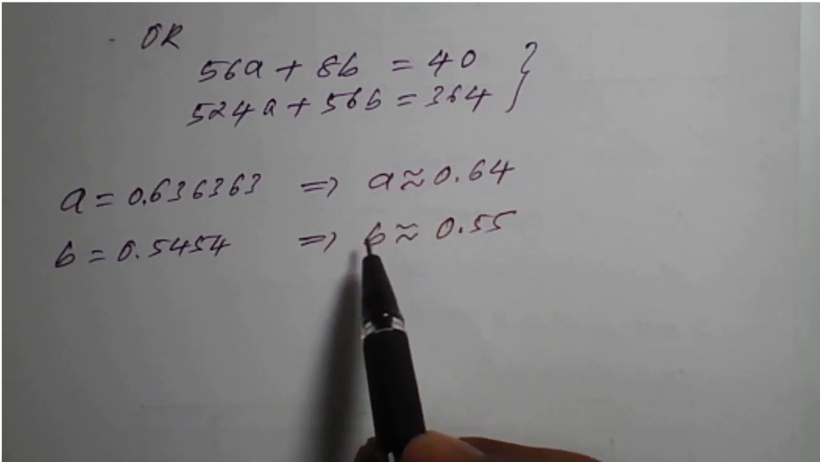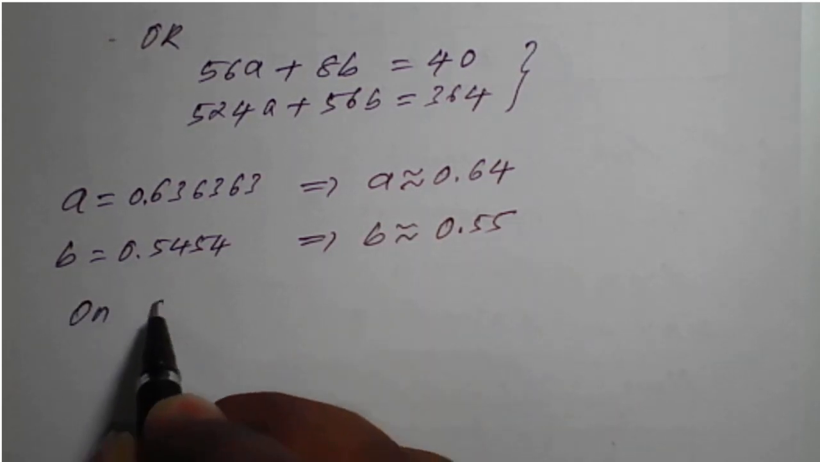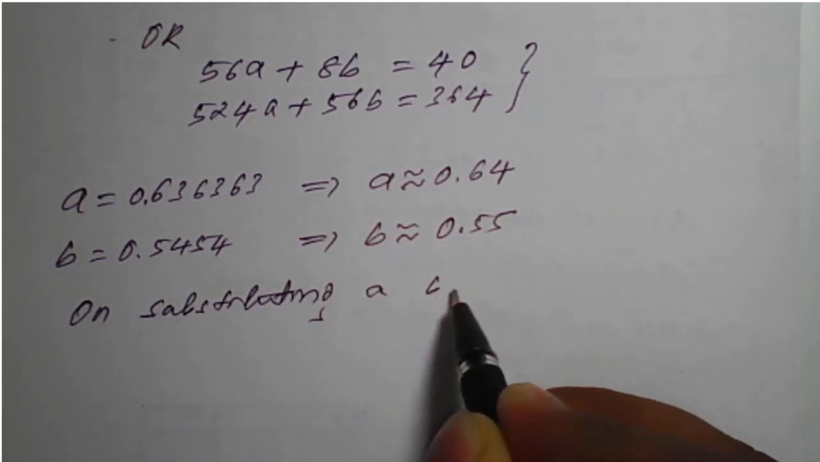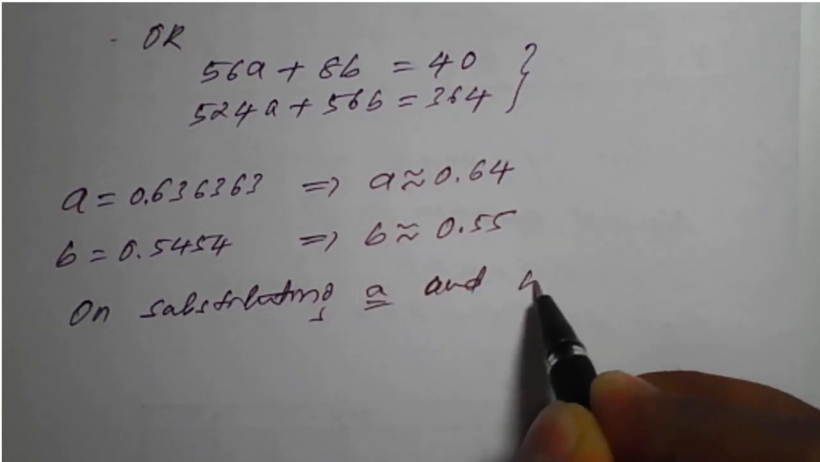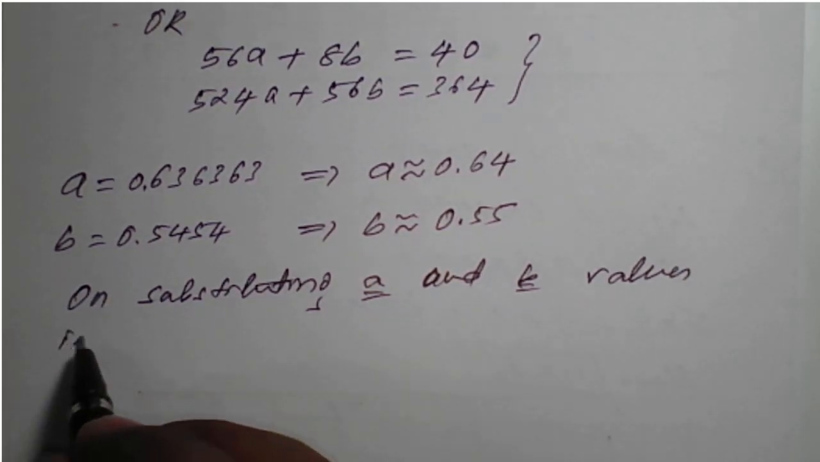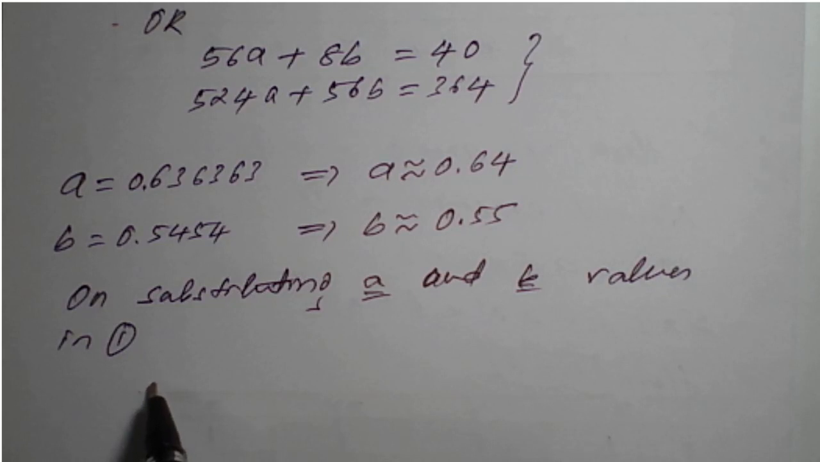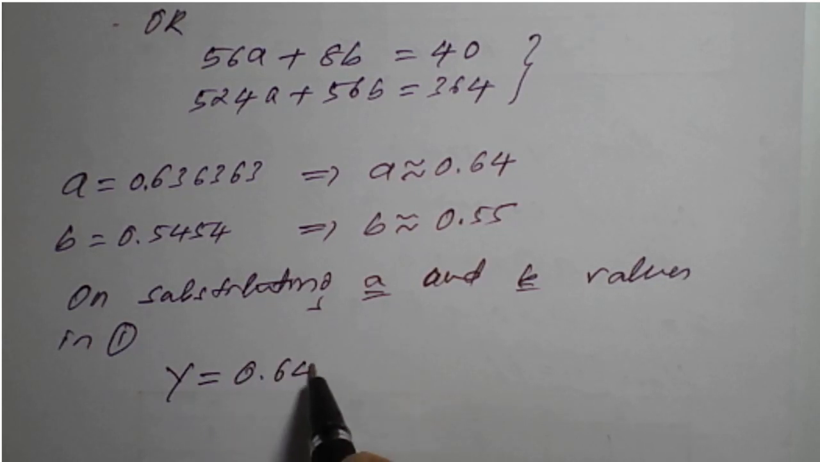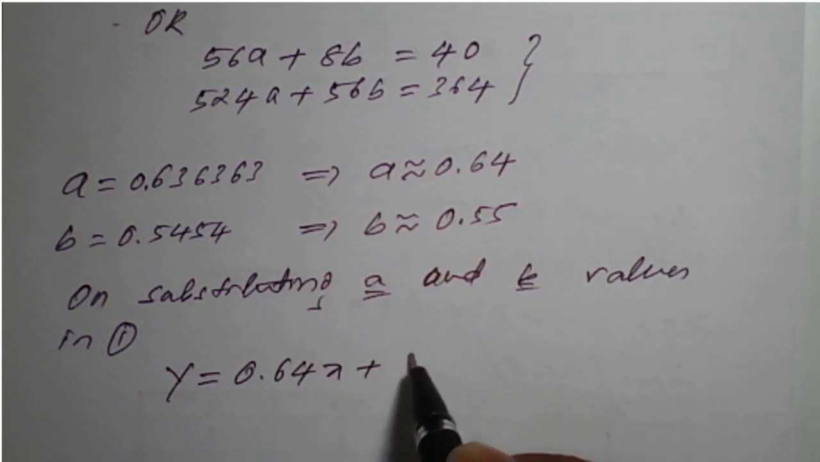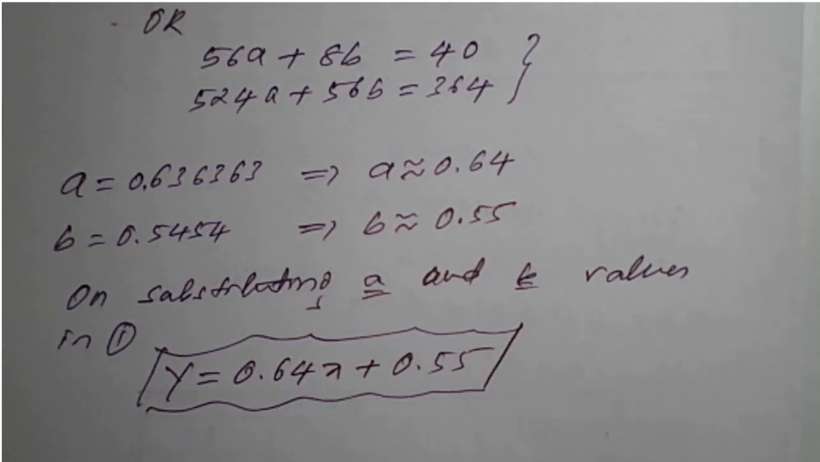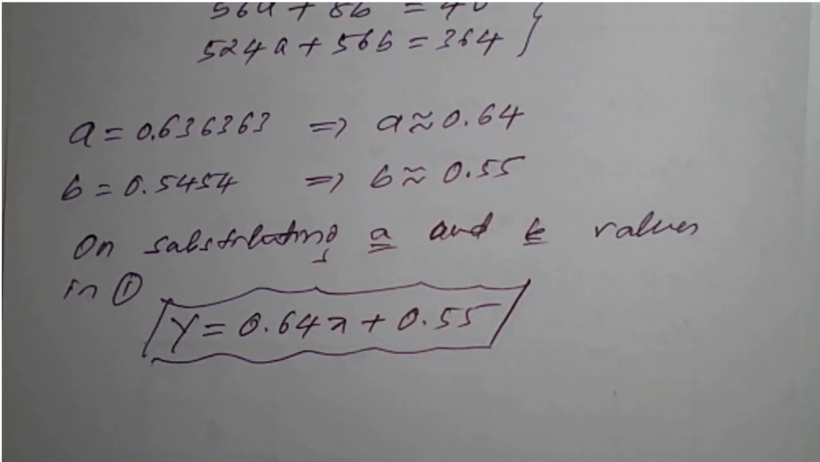So this a and b we have to substitute in equation 1. On substituting the a and b values in 1, what is 1? y is equal to ax plus b, that is y is equal to the a value, 0.64, x plus the b value, 0.55. So this is the required fitting of a curve for the given data for x and y.